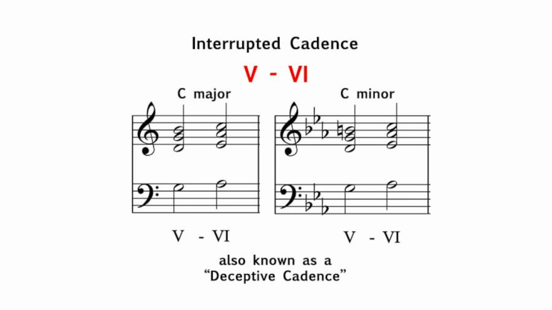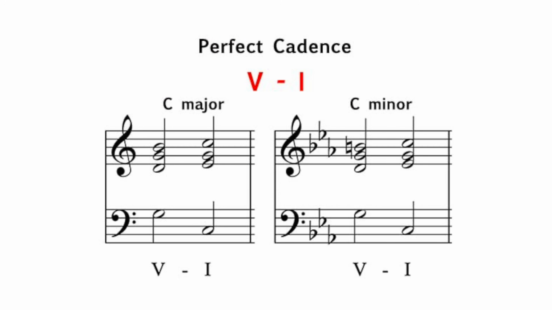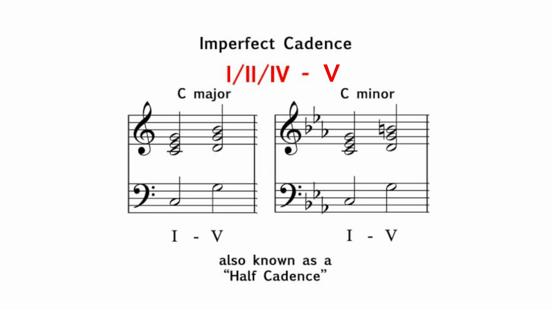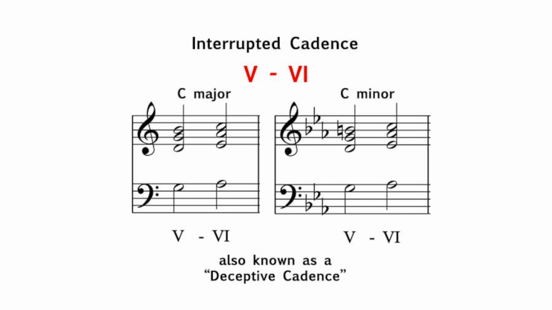And this makes something called a deceptive cadence or an interrupted cadence. It feels almost like the D minor is jumping in a place where it doesn't belong. So chord 5 to 1 is a perfect cadence and feels nice and finished. Chord 1 to 5, or it can be 2 to 5 or 4 to 5, is an imperfect cadence, and that feels like a comma, like it needs something to come after it. And chord 5 to 6 is a deceptive cadence or an interrupted cadence, and this feels like the chord 6 is jumping in where it doesn't belong.